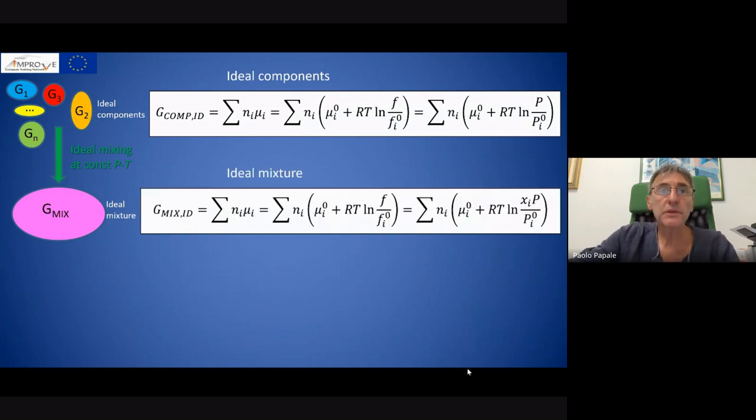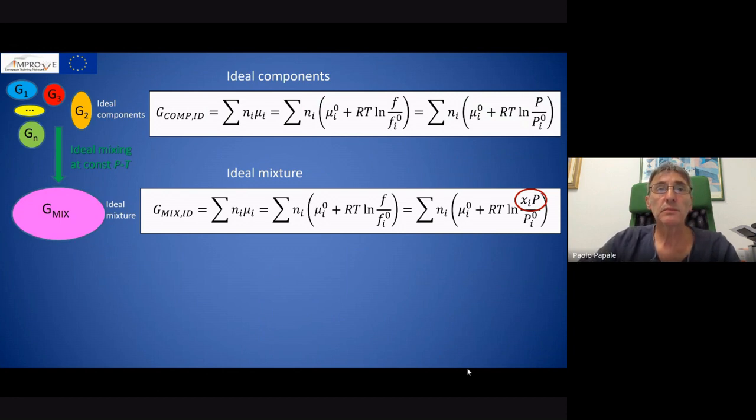For the ideal mixture, the reasoning is similar. The Gibbs energy is still expressed in terms of chemical potentials, still at ideal conditions. But now we are referring to a mixture. Therefore, the fugacity of each component is no more equal to pressure. Rather, it corresponds to the partial pressure of the component.